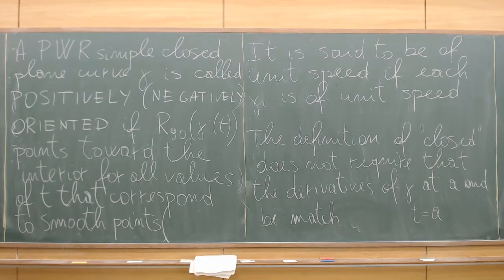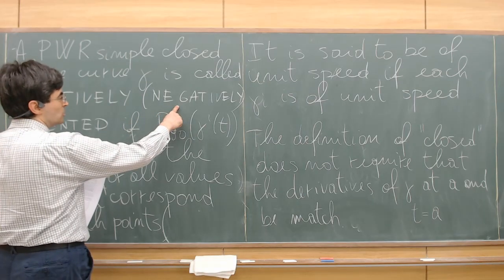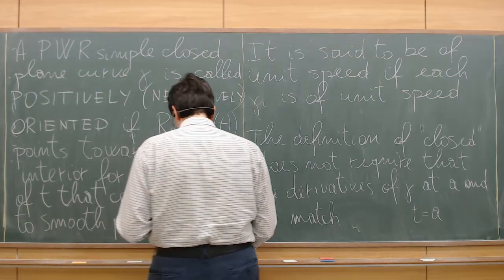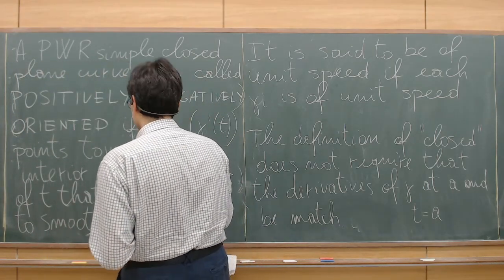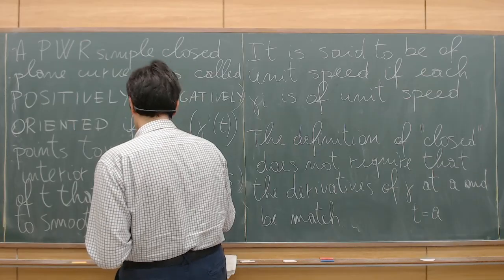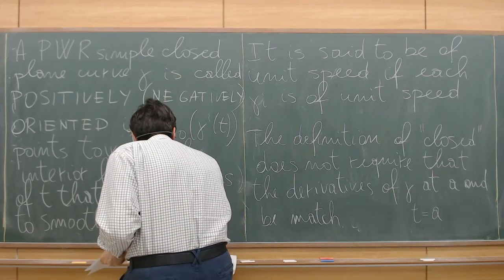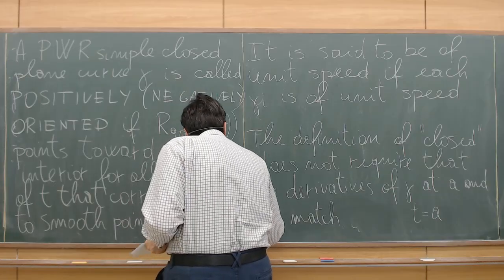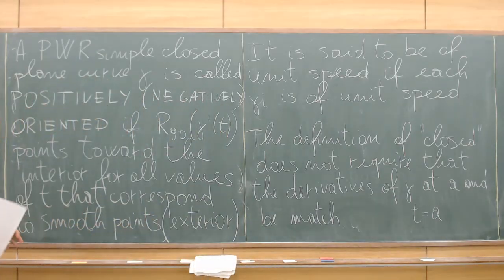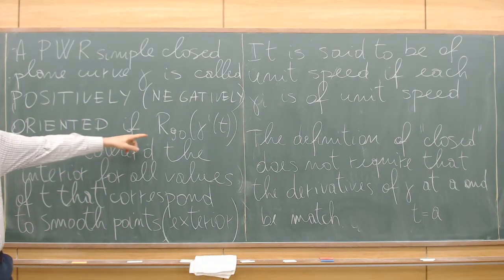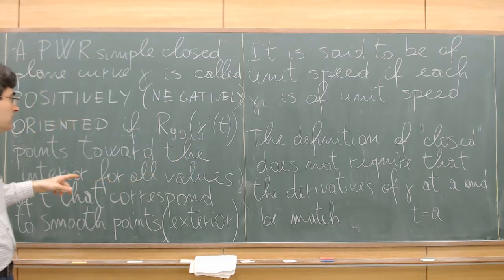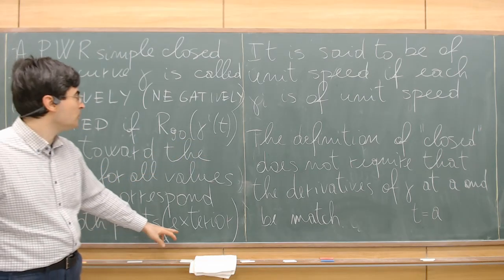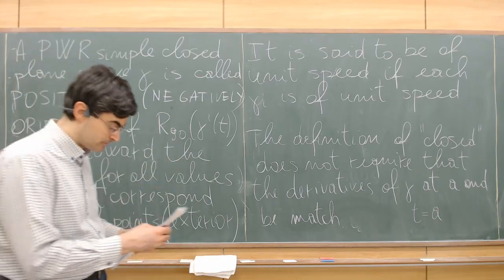Instead, for the definition of negatively oriented, I will just write that they point toward the exterior. So I mean that if R90 gamma prime points toward the exterior, then the curve is negatively oriented.